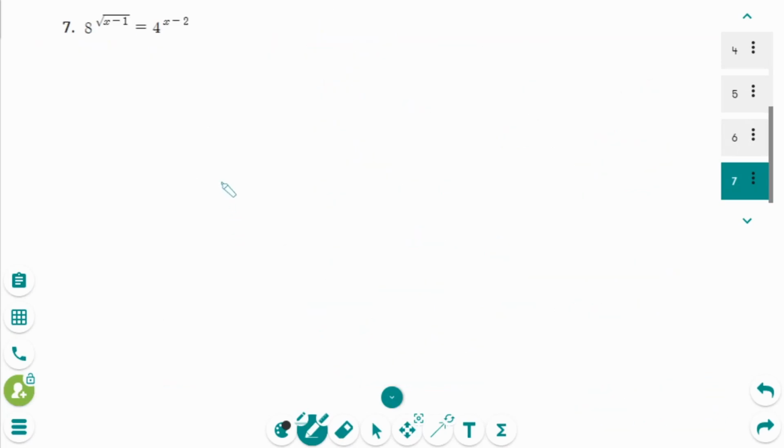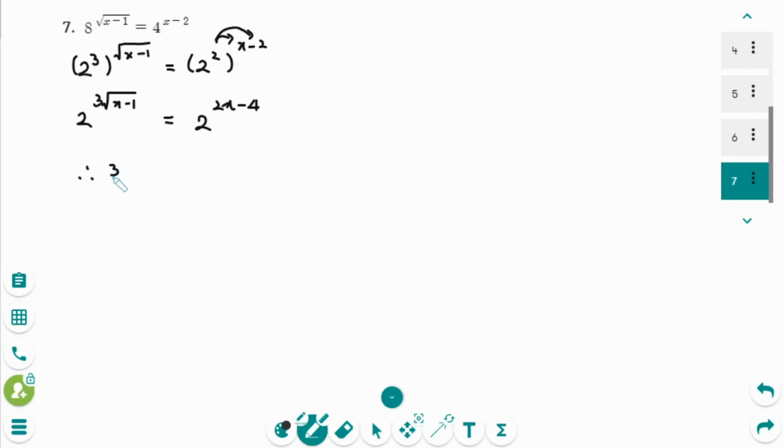This is the last question. We can rewrite as base 2. 2 to the power of 3 to the power of square root of x minus 1 equals 2 squared to the power of x minus 2. 2 to the power of 3 times the square root of x minus 1 equals 2 to the power of 2x minus 4. Then 3 times the square root of x minus 1 equals 2x minus 4. Then square both sides.